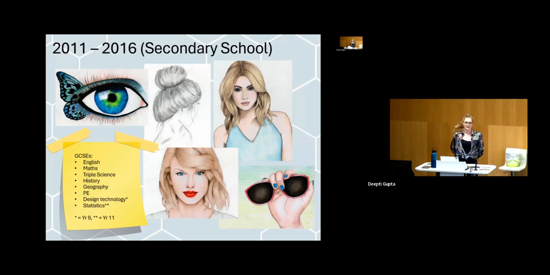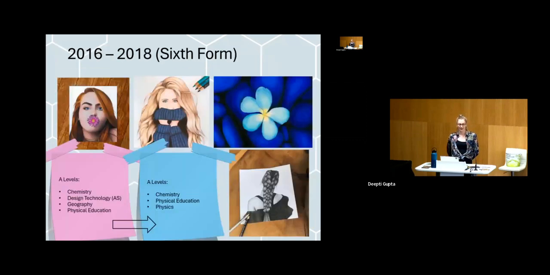So yeah, that was my secondary school phase. Then sixth form, I didn't have much time to do a lot of art during sixth form because A-levels was quite intense, but I was kind of transitioning between my portrait and photorealism phase. I've listed my A-levels on the bottom. The pink post-it note is where they started, and the blue post-it note is what I actually ended up getting.